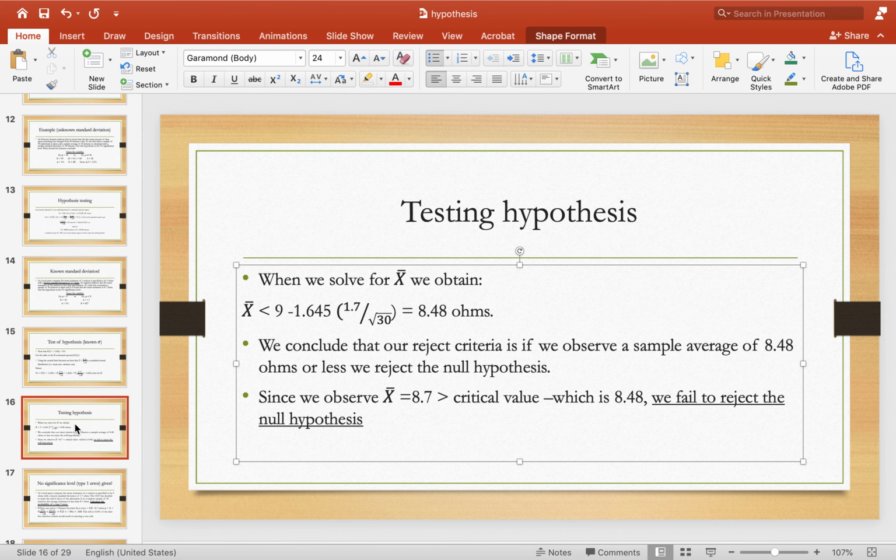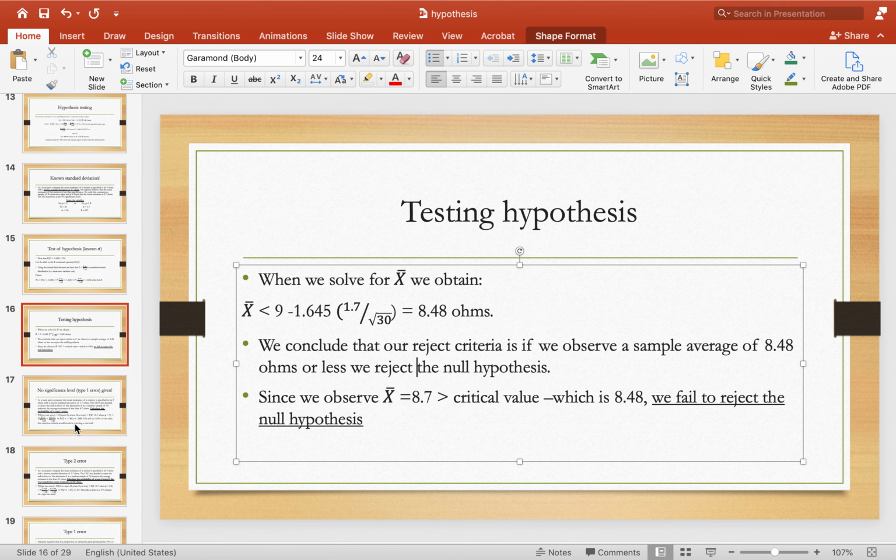So this was slightly different from the last example because I used a normal distribution and not a t-distribution, so you had to identify that. That was how it was different.